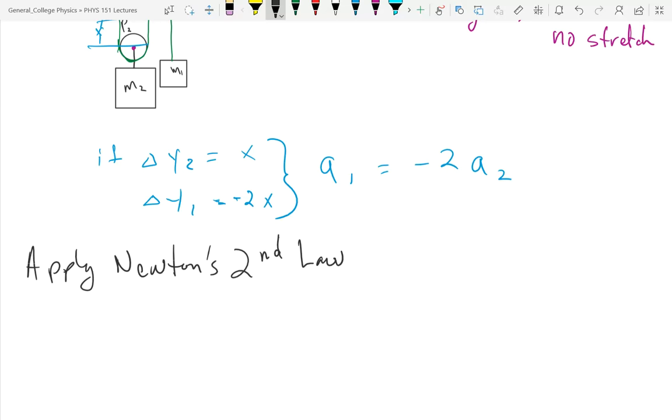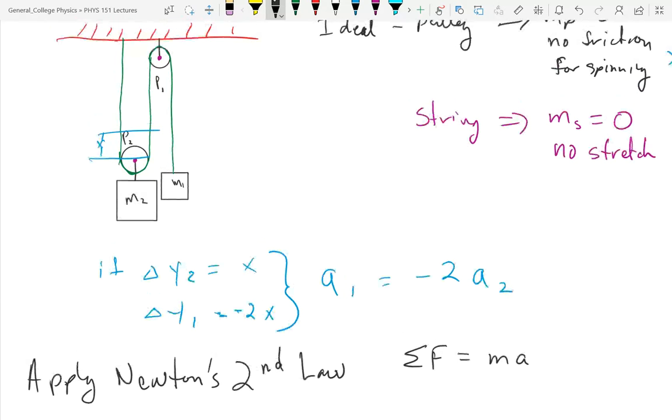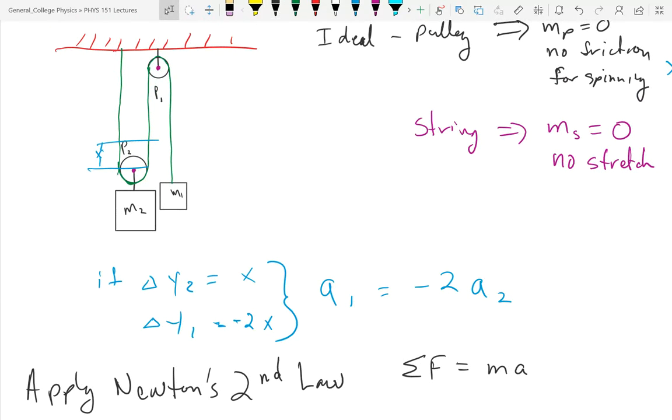Now, Newton's second law says the sum of the forces on an object is equal to the mass times the acceleration of that object. Mass of the object times acceleration of the object. In this problem, you might say, hey, wait, I have 2 objects. I have mass 1 and mass 2. Do you agree? So would I. So you know what I have to do? I have to make a free body diagram for each object separately and then make one Newton's second law application to one object and one to the other.